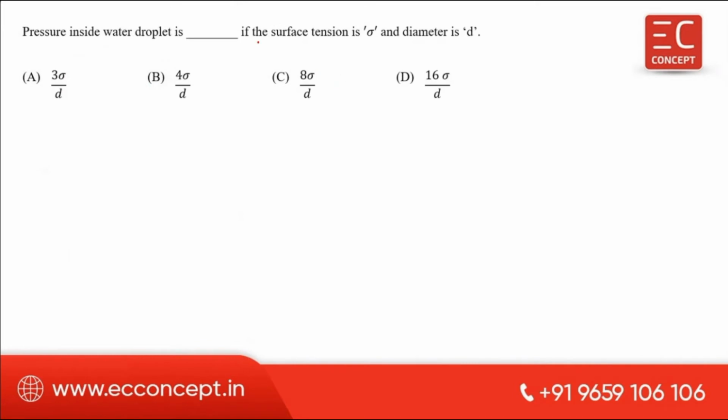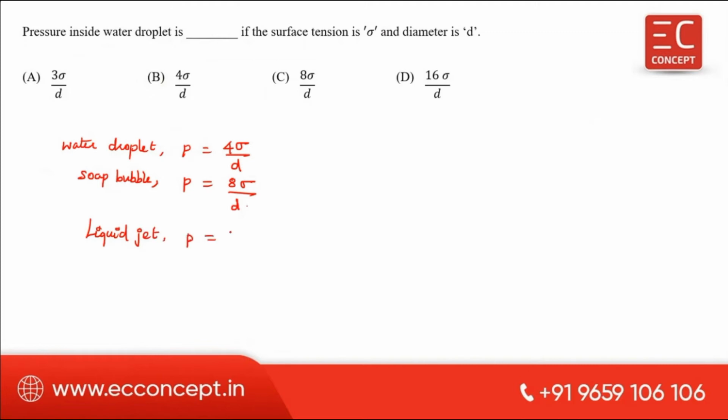The pressure inside the water droplet is dash, if the surface tension is sigma and diameter is D. Water droplet pressure is equal to 4 sigma by D. Soap bubble P is equal to 8 sigma by D. Liquid jet P is equal to 2 sigma divided by D. So now it's a water droplet, therefore this is the answer.